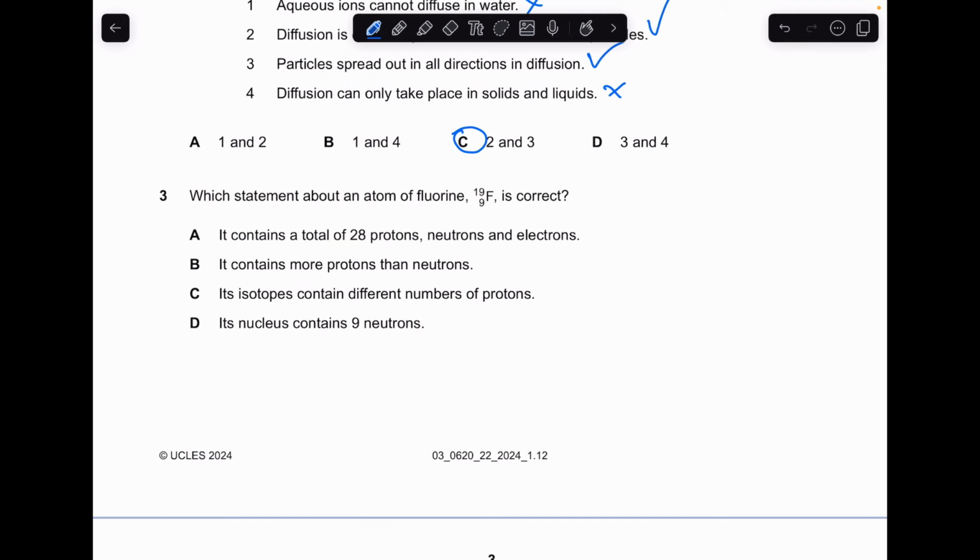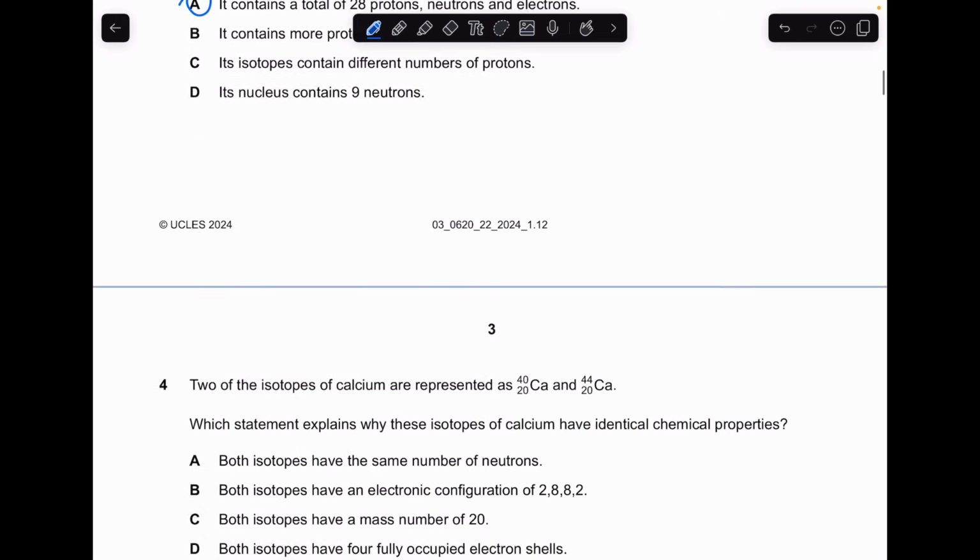Question number 3. Which statement about an atom of fluorine is correct? So we have to understand this part and then find the correct statement. If we read statement number 1, it contains a total of 28 protons, neutrons and electrons. So if we add 19 plus 9, which is 28, the correct answer is A.